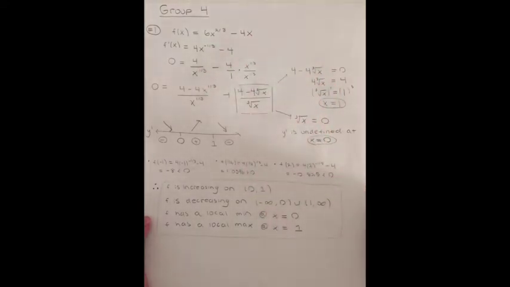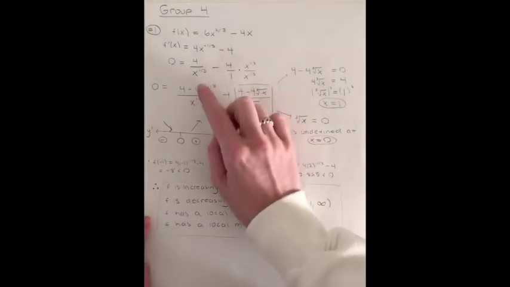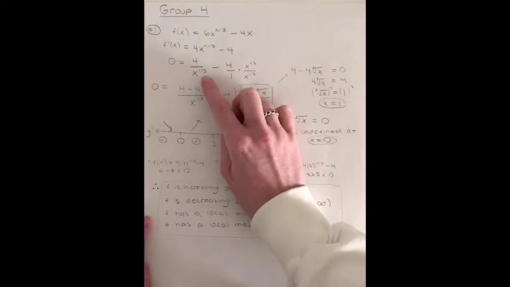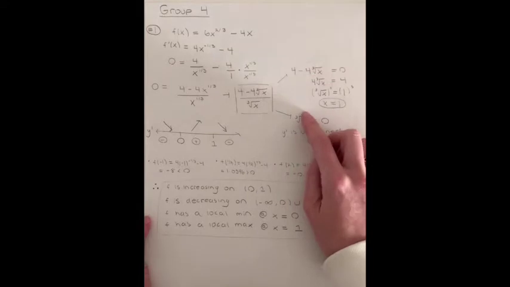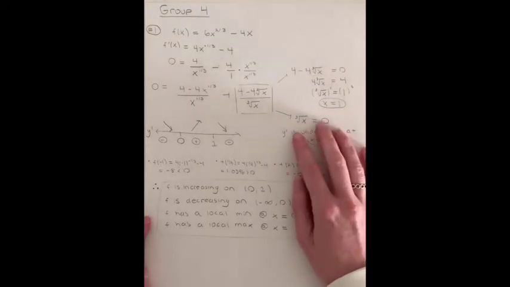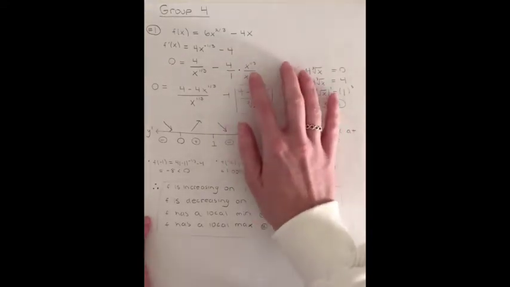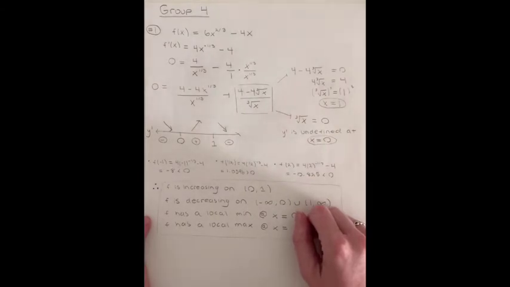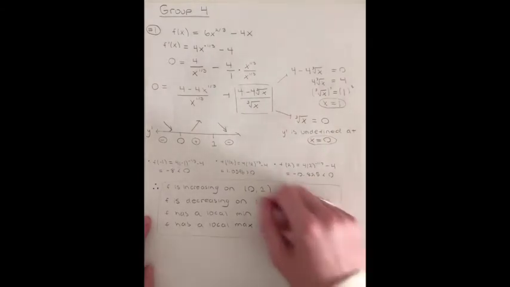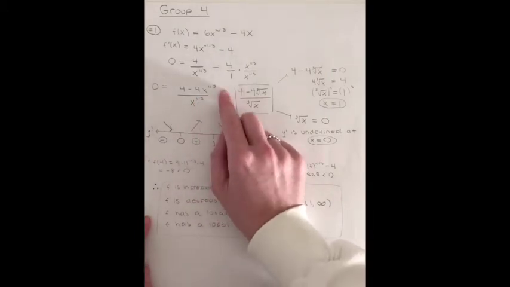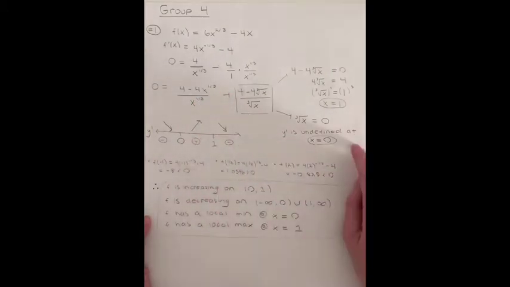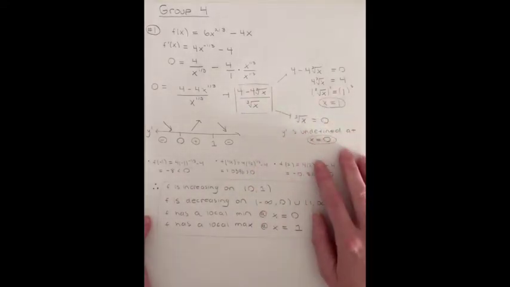Now we set the first derivative equal to 0, and we can rewrite this as 4 divided by x^(1/3) minus 4. Here we want to create a common denominator, so we can multiply the 4 by x^(1/3) over x^(1/3) to get 0 = (4 - 4x^(1/3)) / x^(1/3), and this can also be rewritten as shown here using cube roots.